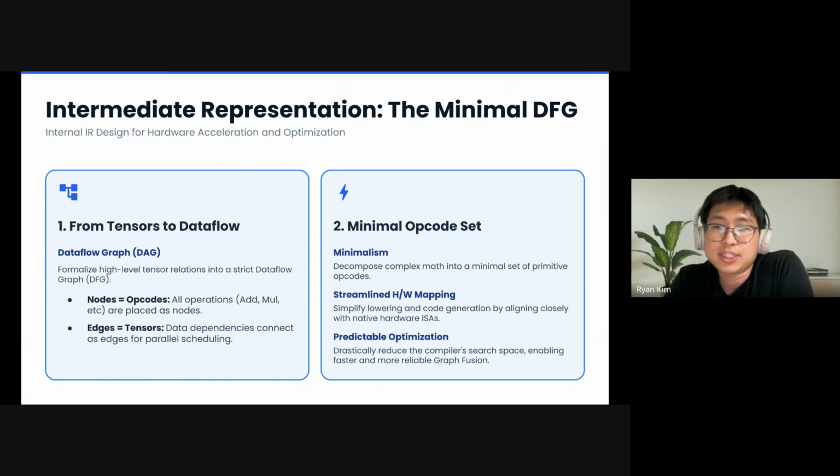Now, here's the interesting part. We keep this op set as small as possible. Most ZK math gets decomposed down into a small primitive set. And there are two reasons we do this. One, it makes hardware mapping straightforward. The smaller the op set, the easier it is to lower to actual GPU instructions. Two, it makes optimization predictable. The compiler's search space, for example for fusion, stays small.